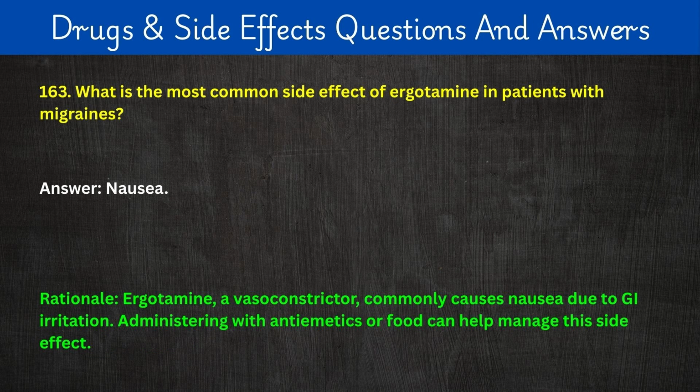163. What is the most common side effect of ergotamine in patients with migraines? Answer: nausea. Rationale: ergotamine, a vasoconstrictor, commonly causes nausea due to GI irritation. Administering with antiemetics or food can help manage this side effect.